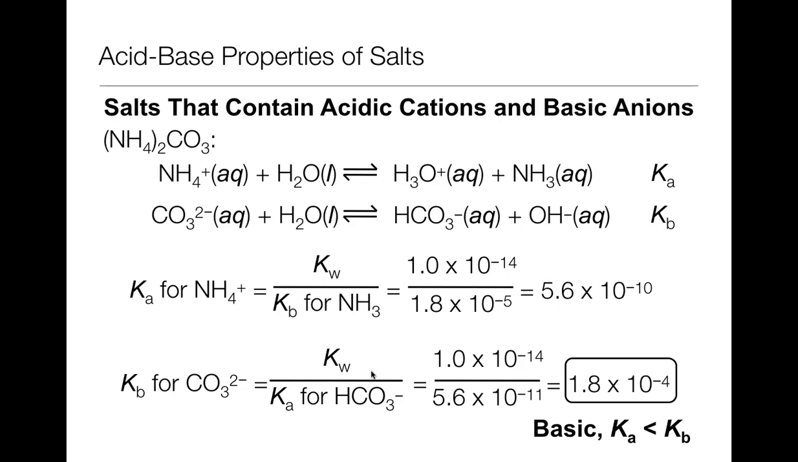We have the Ka for the forward reaction of ammonium reacted with water. We get a Ka of 5.6 times 10 to the negative 10th. Well, that's a really small number. That means ammonium is a really poor acid compared to ammonia as a base. The Kb for carbonate is actually pretty large. We end up with 1.8 times 10 to the negative 4th. So that means the carbonate is more basic than the ammonium is acidic, and so you end up with a basic solution because the Ka of ammonium is less than the Kb of carbonate.